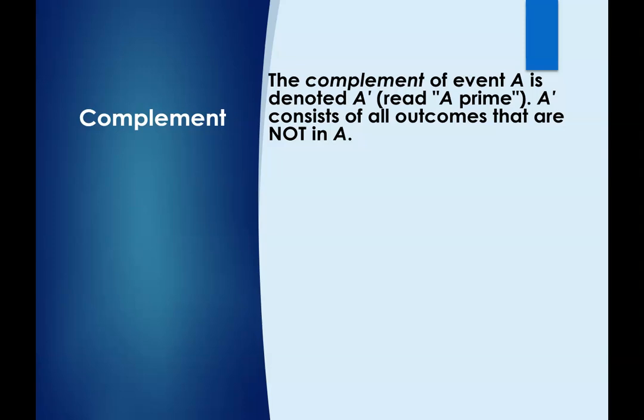Complement. The complement of an event A is denoted A prime, or sometimes it has a little c, or you say A complement. It consists of all outcomes that are not in A. Okay, so keep in mind that your probabilities all need to add up to 1. So if you have the probability of an event and you add the probability of its complement, you would get 1 or 100%. So just keep that in mind.